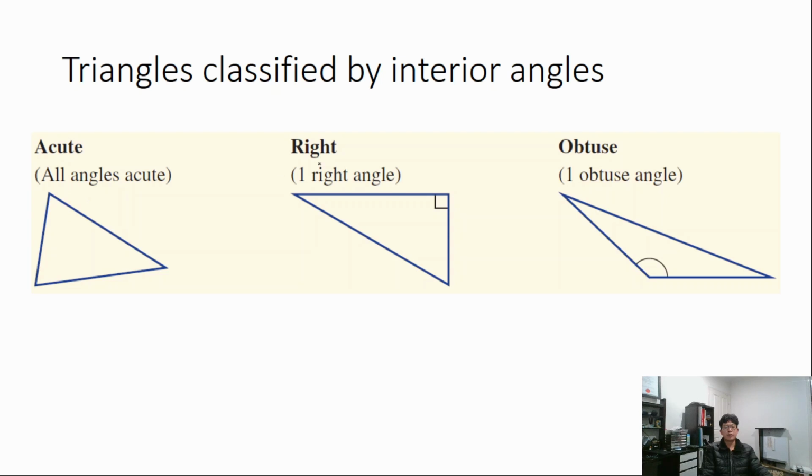In a right angle triangle, we have one right angle, as you can see there. And in an obtuse triangle, there is one obtuse angle. And remember, an obtuse angle means it is larger than 90 but smaller than 180. And that's your obtuse angle right there.